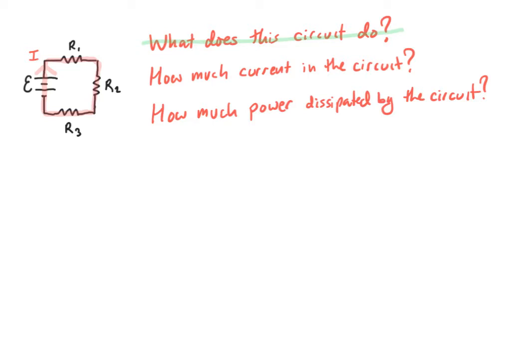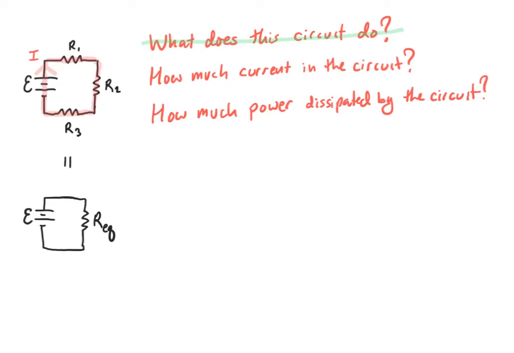Because what it allows me to do is take this circuit with 3 resistors and replace it with a simpler circuit that has just a single resistor. I want to make sure that the answer to these 2 questions is the same for both of these circuits, and in this context, we call the resistance of this one resistor the equivalent resistance of the circuit above.